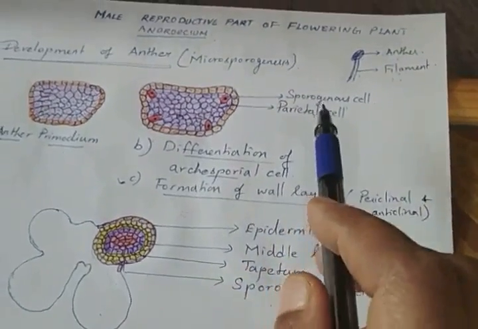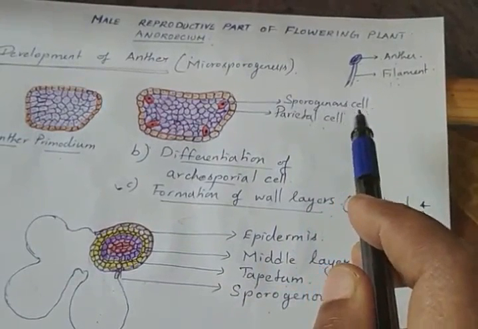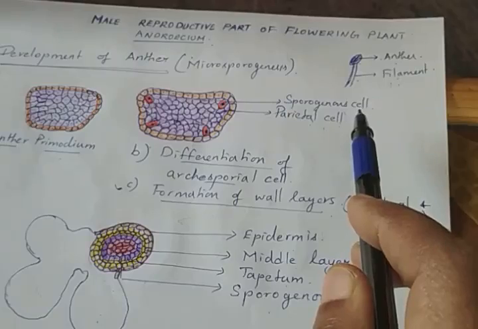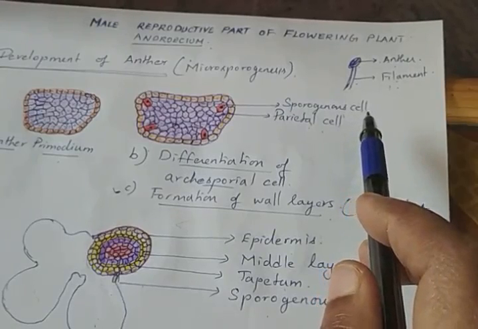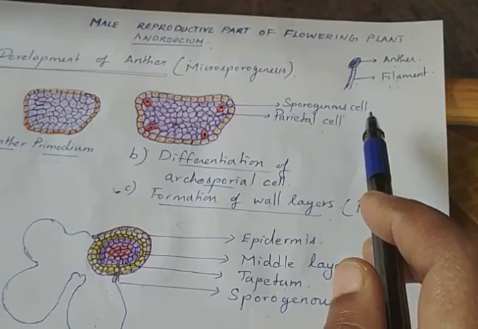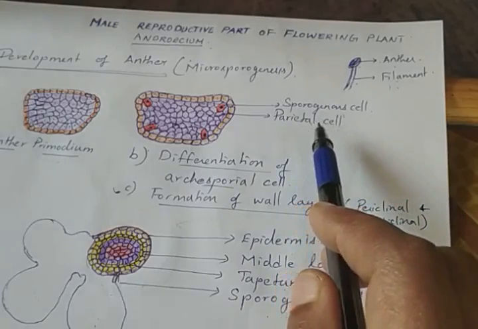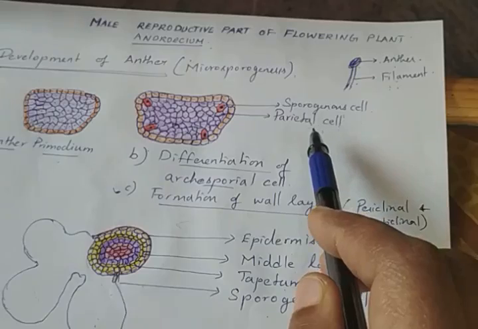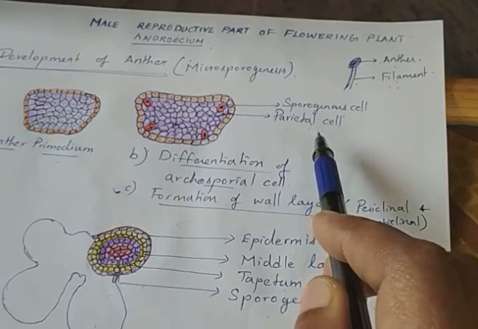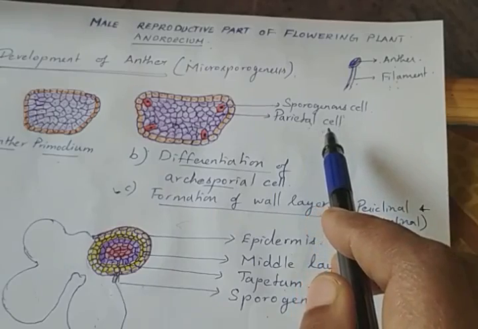The primary sporogenous cells divide many times to form sporogenous mother cells. Finally, they undergo meiotic cell division to form microspores that will mature to form pollen grains. The primary parietal cells divide many times, giving rise to 2 to 5 layers of cells, which form the anther walls of a mature anther.